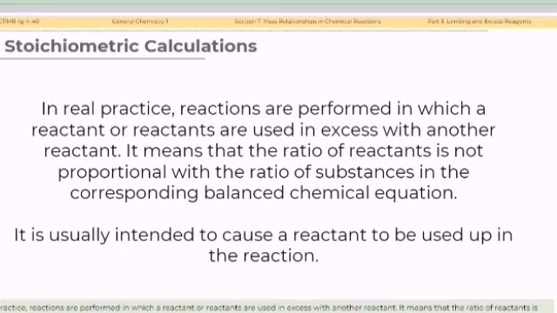In real practice, reactions are performed in which a reactant or reactants are used in excess with another reactant. It means that the ratio of reactants is not proportional with the ratio of substances in the corresponding balanced chemical equation. It is usually intended to cause a reactant to be used up in the given reaction.